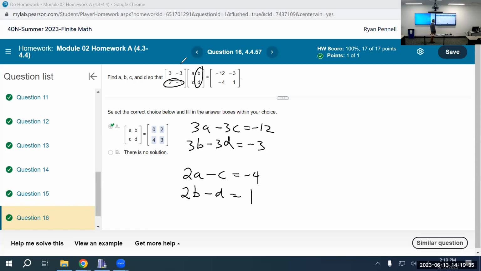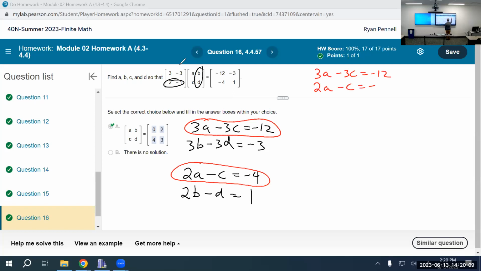Now I'm supposed to find a, b, c, and d. To find these, how am I going to do that? I noticed when multiplying these out, this is an equation with a and c. This is an equation with a and c. So I have two equations and two unknowns. So that means 3a minus 3c equals negative 12, and 2a minus c equals negative 4.